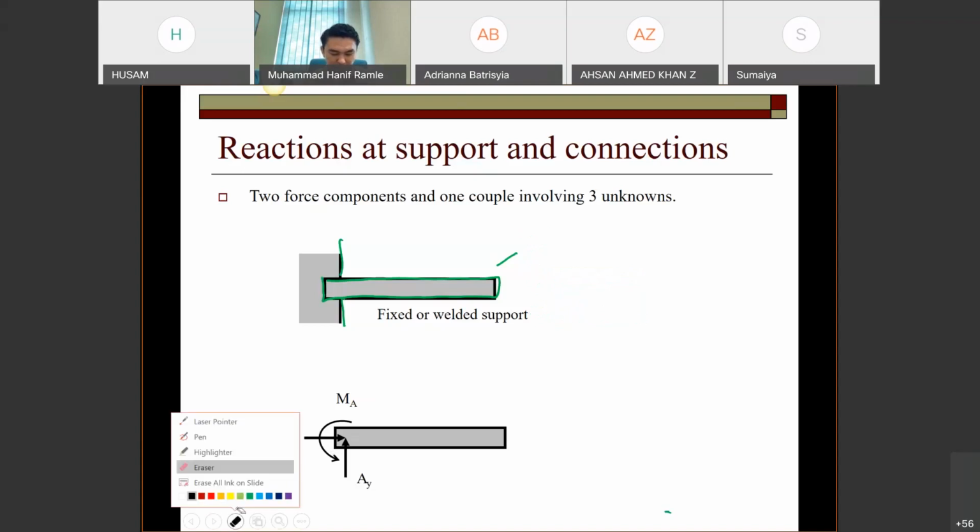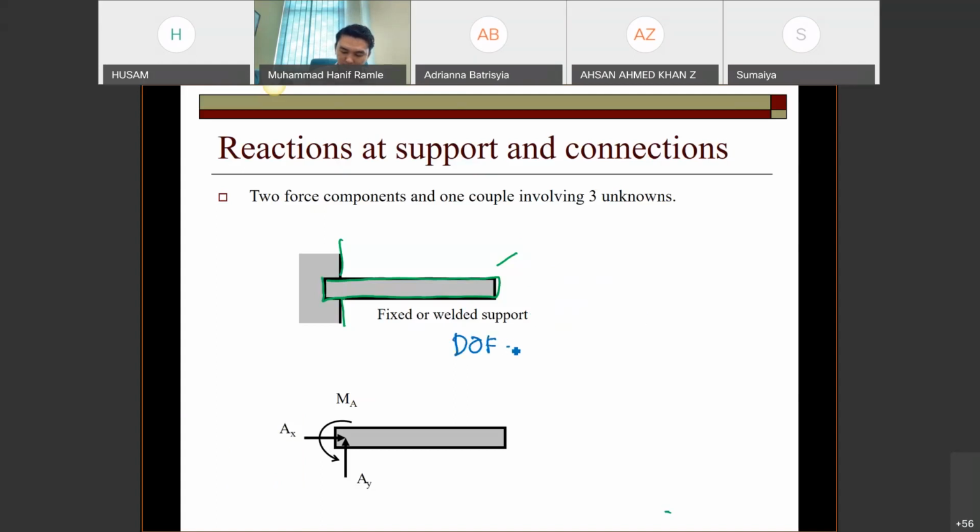Okay, so for this system, how many DOF? How many DOF? One. No. 0 because it's fixed to the wall. Yes, DOF is 0. The rigid body cannot be moved at all. Okay, it will be fixed forever and ever there until the end of the world.